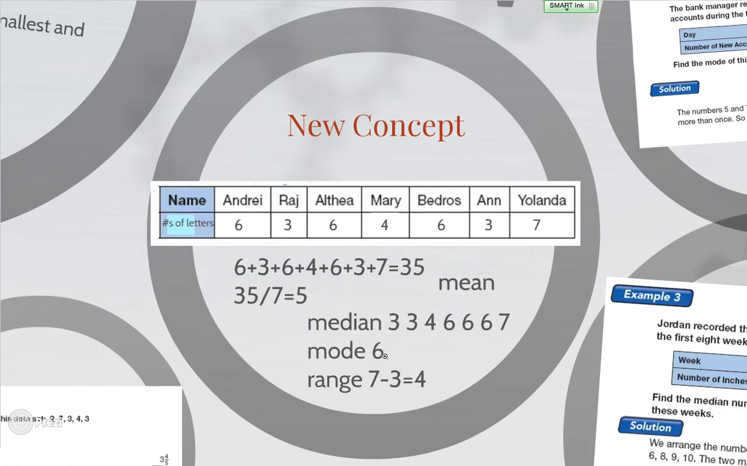Now, our range is the difference between the highest and the lowest number. Remember, difference is another word for subtraction. So we take 7, which is the highest number, minus the lowest number, which is 3, and so our range would be 4.